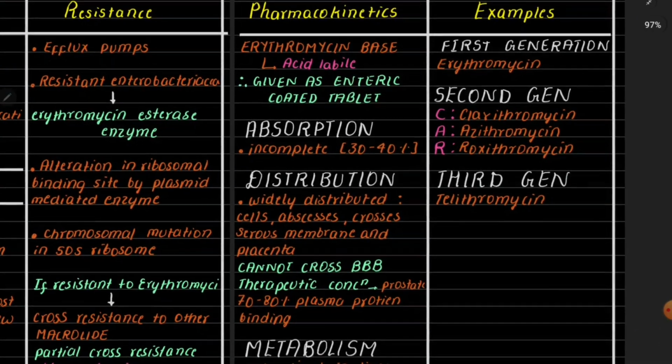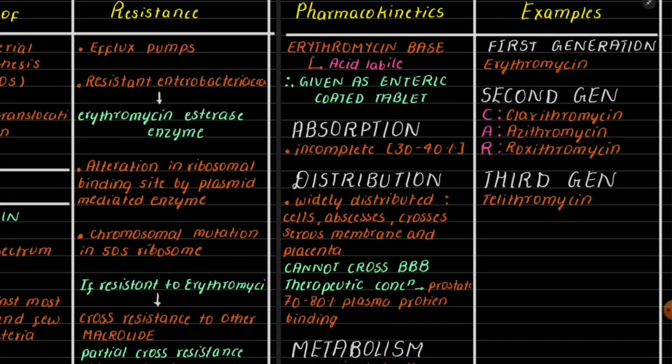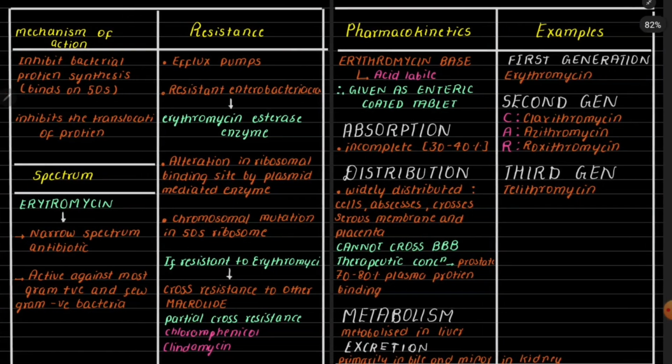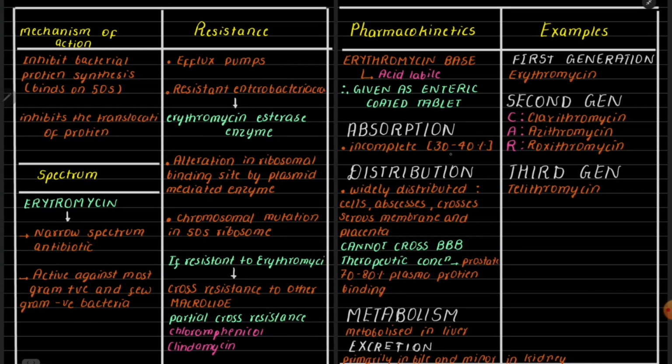Coming on to the pharmacokinetics of macrolides. Erythromycin is acid labile in nature, which means that it gets degraded in the presence of acid. So, if we give this tablet without any coating, it will get degraded in the acidic environment of the stomach and its absorption will become difficult, which is why it is given as an enteric coated tablet. Macrolides are incompletely absorbed, that is, only 30 to 40% of them is absorbed.